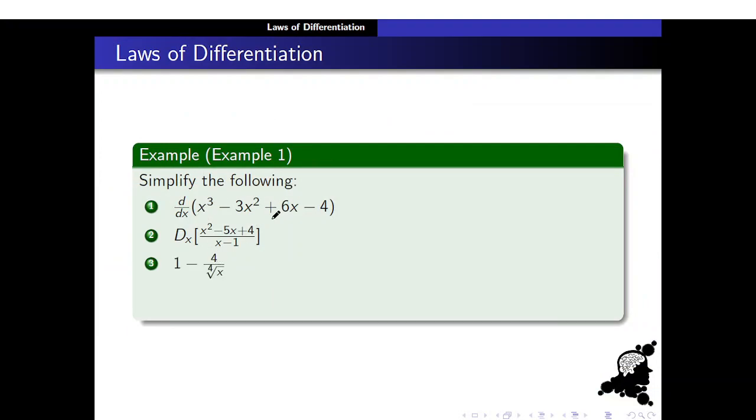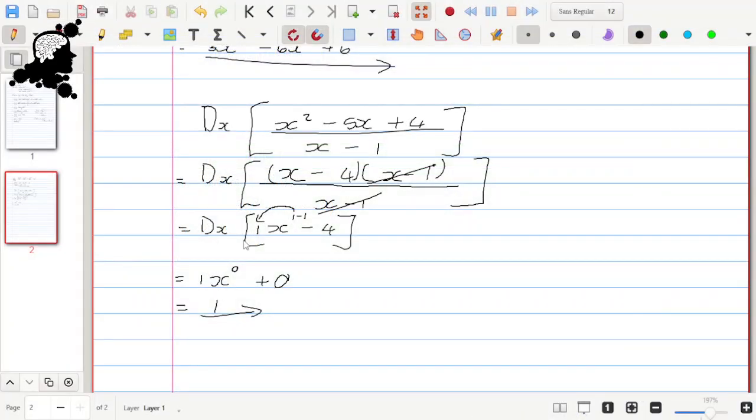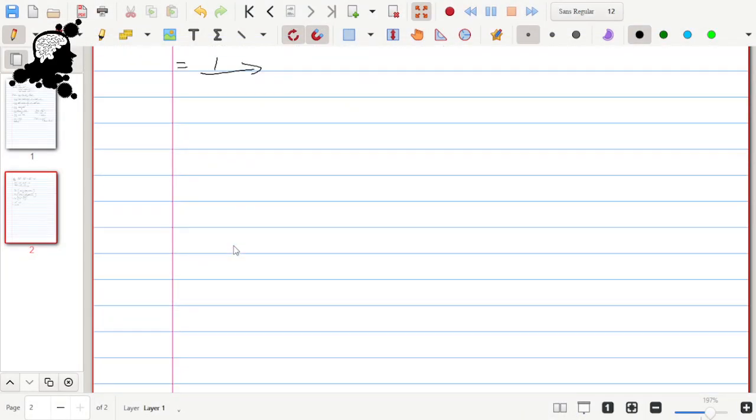This is an interesting one. We've got 1 minus 4 divided by the fourth root of x. Let's have a look at this one. Let's scroll down for some room. We've got 1 minus 4 over the fourth root of x.